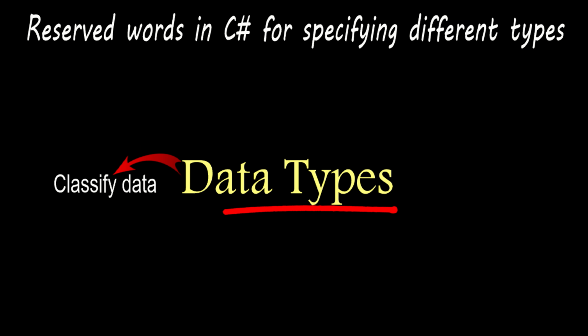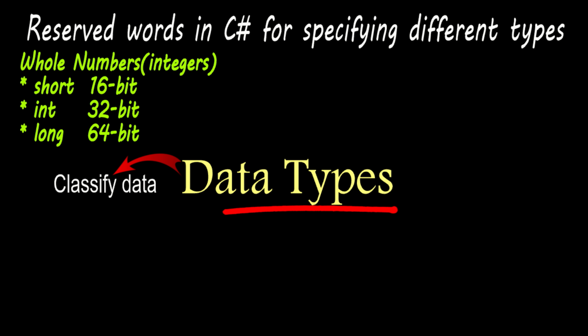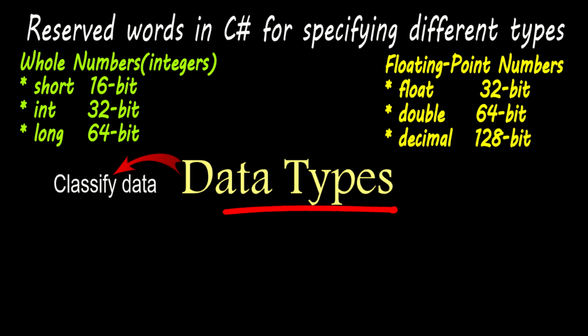Now, in programming, there are reserved words or commands to specify the different types. As we are learning C sharp, we will only look at the reserved words we have in C sharp to specify different types of data. So if you want to specify that you are working with whole numbers, then you can use the reserved words short, int, and long. And if you want to specify that you're working with floating point numbers, then you can use the reserved words float, double, and decimal. And when you want to specify that you are sending a single character for processing, then you can use the reserved word char.